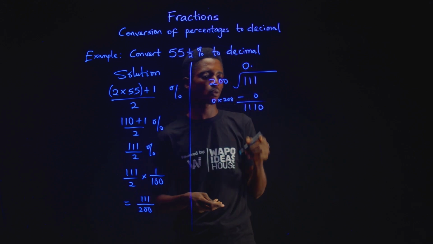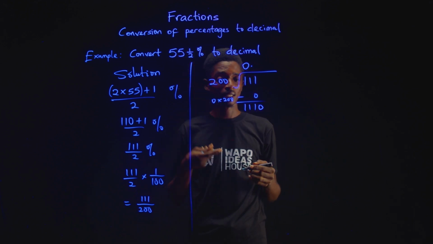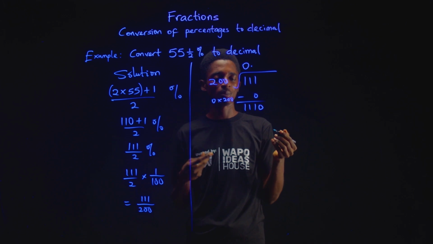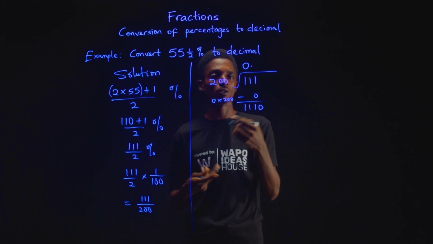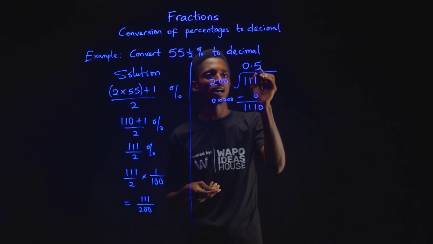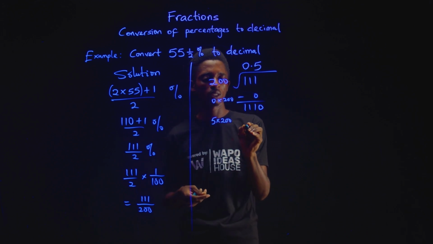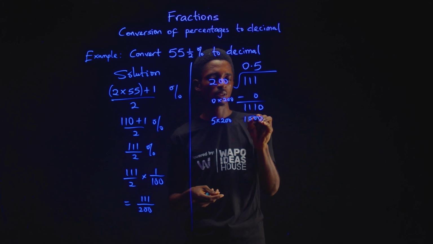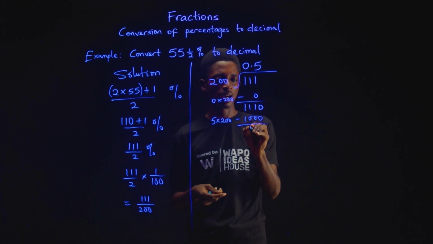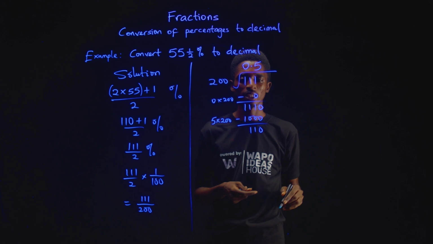And 200 out of 1,110, that will only be 5 places, because 5 times 200 will give us 1,000. So we have 5 here. So 5 times 200 will give us 1,000. When we subtract, we have 110.